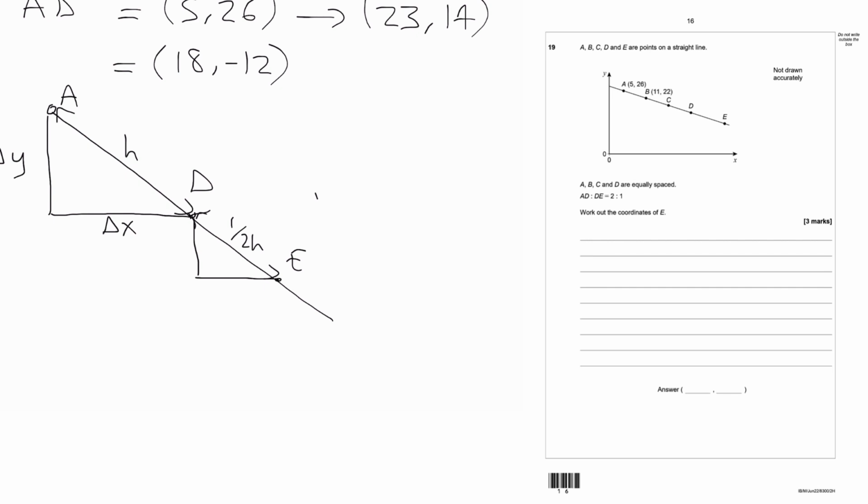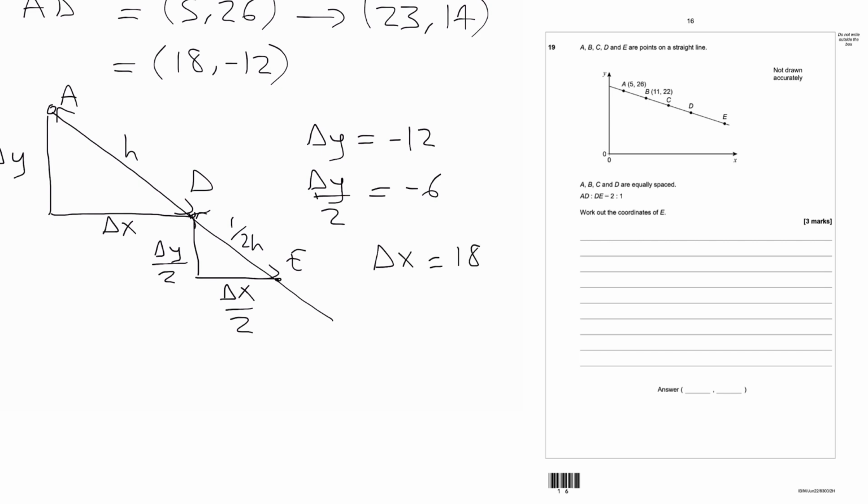So what we can say is, if our x and y components between A and D give us a length of h, then to give us a length of half h, we can apply a transformation of half to our x and y components going from D to E. So if we've said that our delta y from A to D is minus 12, then to go from D to E, it's going to be minus 6. And likewise, if our delta x going from A to D is 18, then delta x over 2 equals 9.